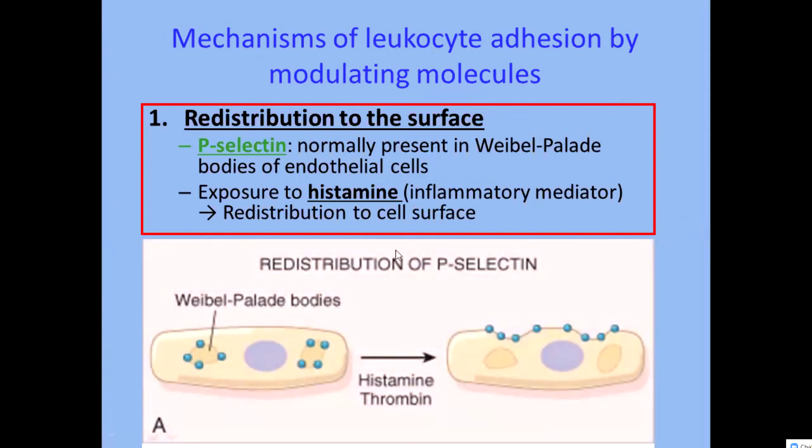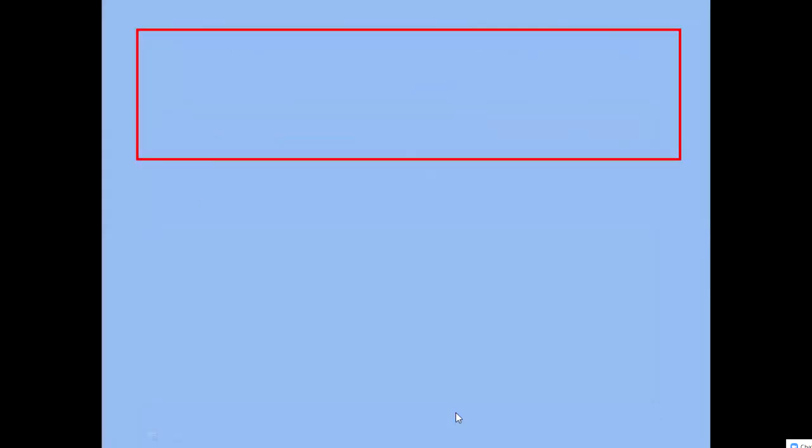Okay? Redistribution of P-selectin, Weibel-Palade bodies, through histamine. Histamine acts like a catalyst. Exposure to histamine will cause the receptors to get activated. These receptors, the P-selectin receptors over the endothelium, will attract the neutrophils.